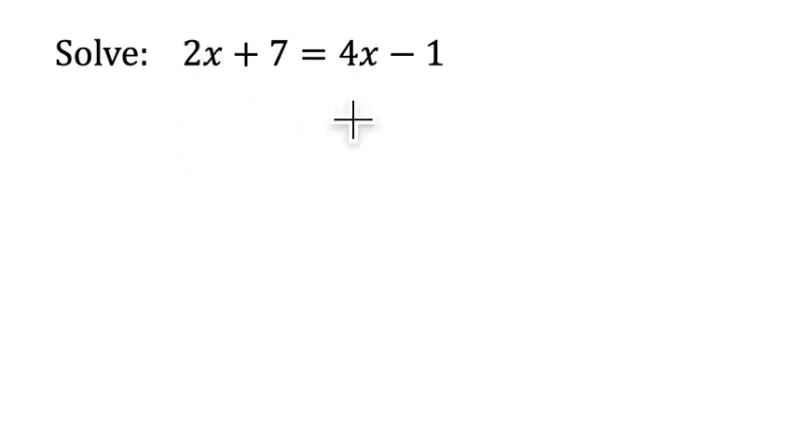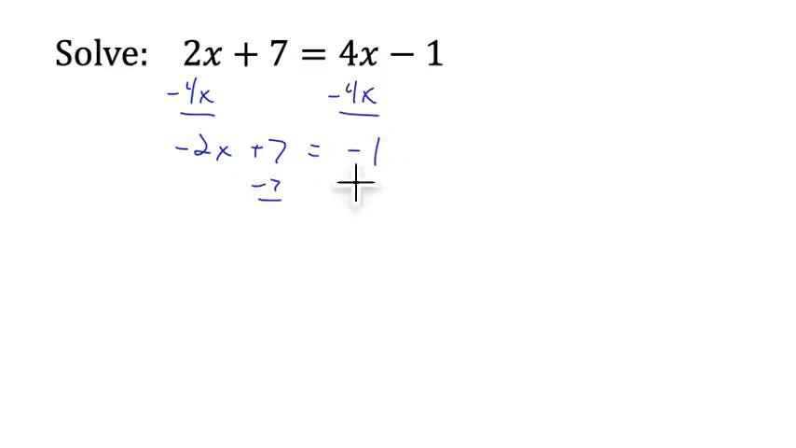Same thing here. Let's get the x's over to the left. So we'll subtract 4x on both sides. 2x minus 4x is negative 2x. Bring down the plus 7. These cancel out, so we bring down the negative 1. Subtract 7 on both sides of the equal sign to get negative 2x equals negative 8. Divide both sides by negative 2 and get x equals positive 4, because negative divided by negative is positive.